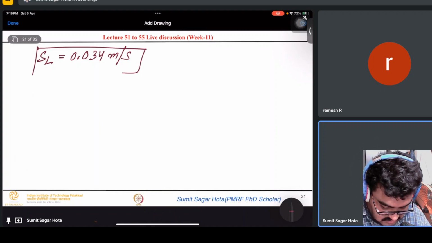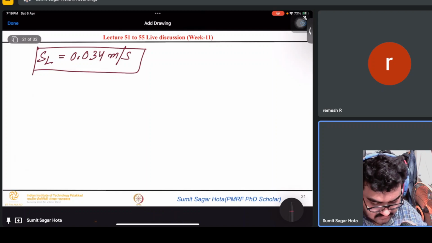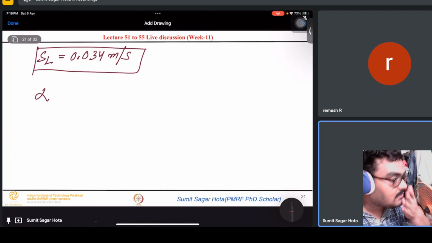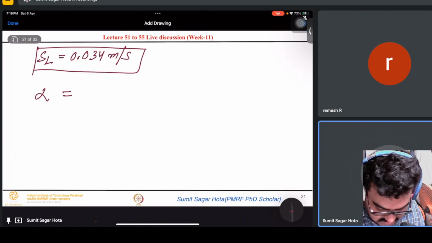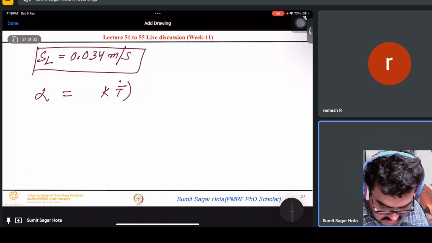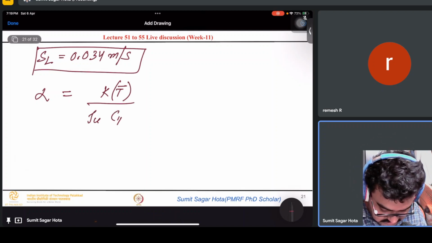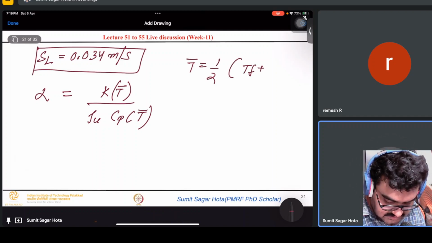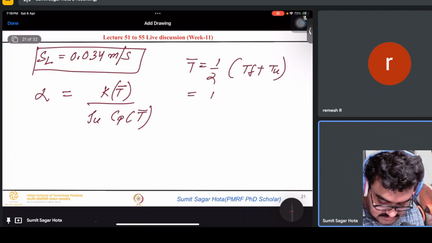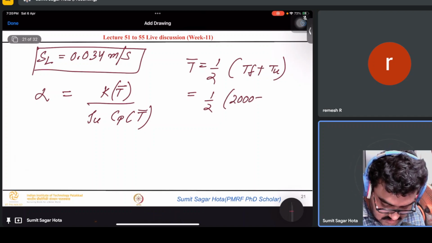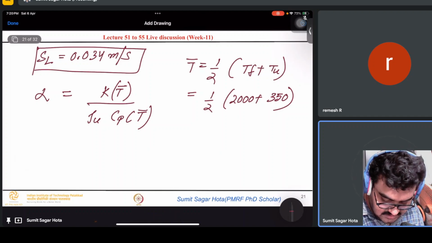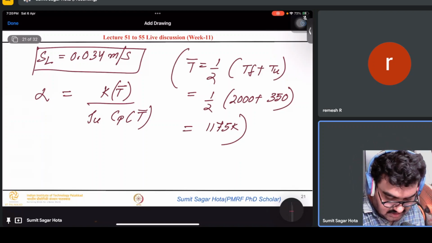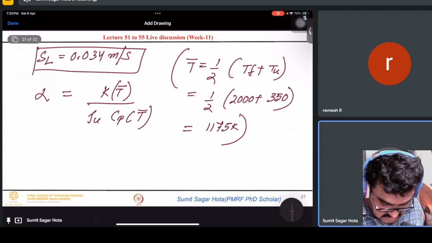Got the SL. Now we have to find out some of the basic constants like alpha. Alpha is your a T bar by rho Cp obviously. So not that straightforward. Find out T bar first. T bar is one by two flame temperature plus one by two fuel temperature. Flame temperature we assume 2000 Kelvin. Fuel temperature, as you all know, 350 Kelvin. T bar is 1175 Kelvin. For that T bar find out a and Cp. Those things we directly put in.